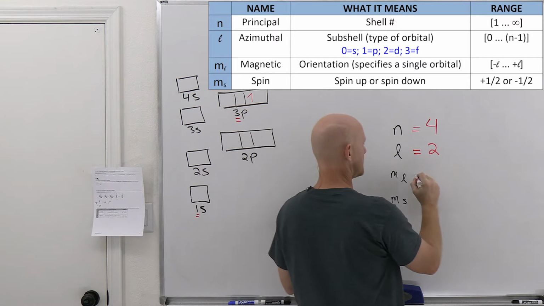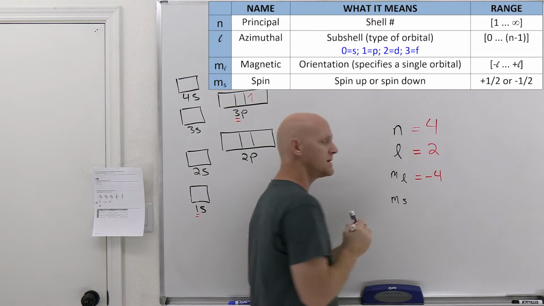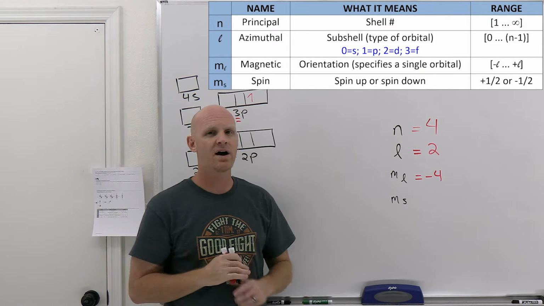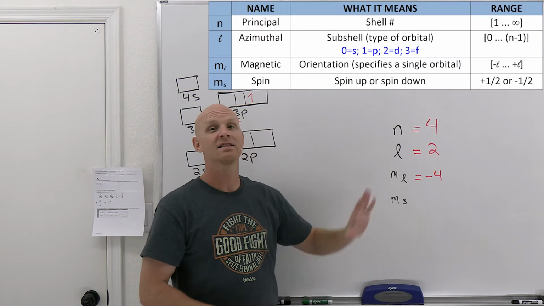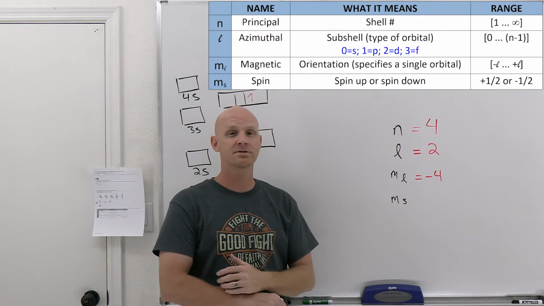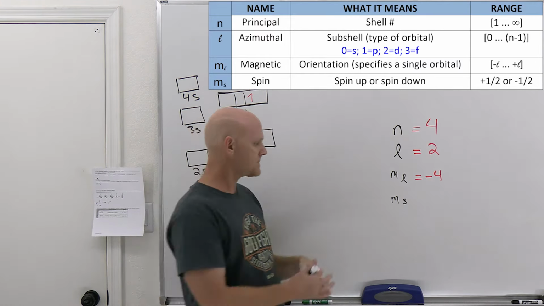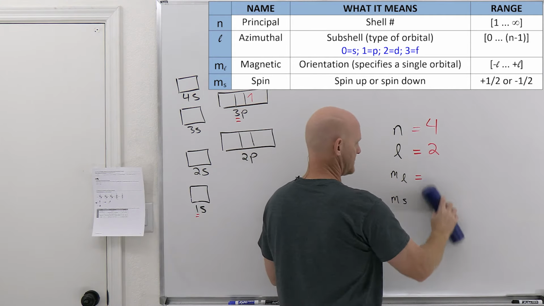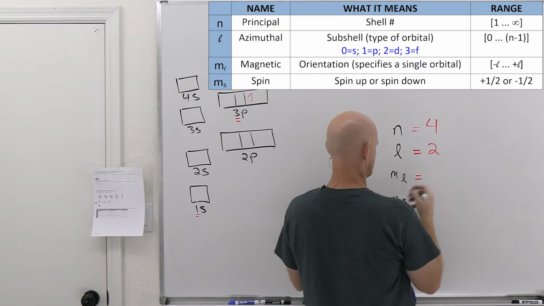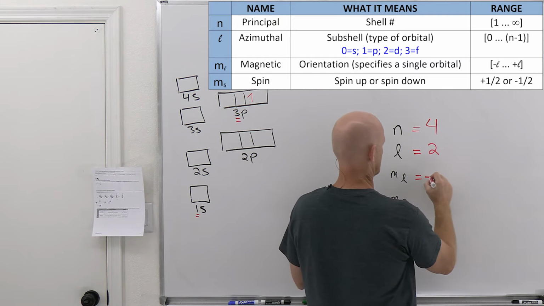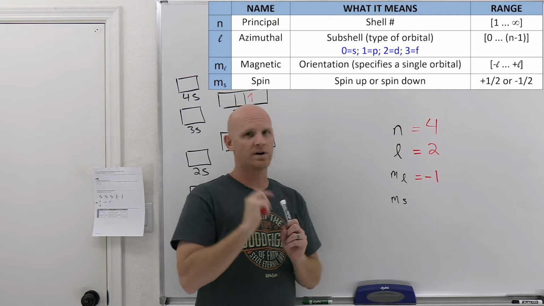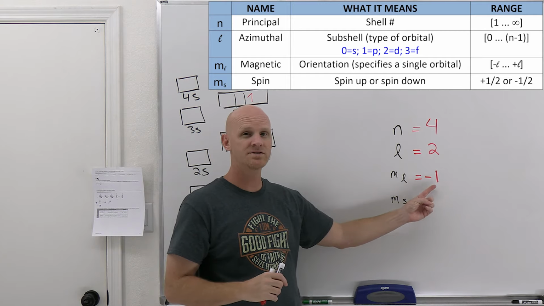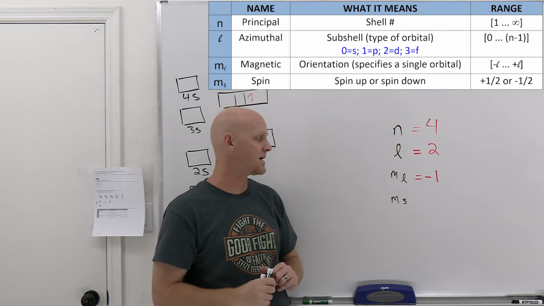So if here again I put -4, well, that's outside the range of possible values. And again, no matter what I fill in for M sub S, this would not be a possible set of quantum numbers for anything. So again, outside that range of -2 to +2. But once again, if I go in and say, how about -1, that works. It could have been -2, -1, 0, +1, or +2. Any of those would have been possible.